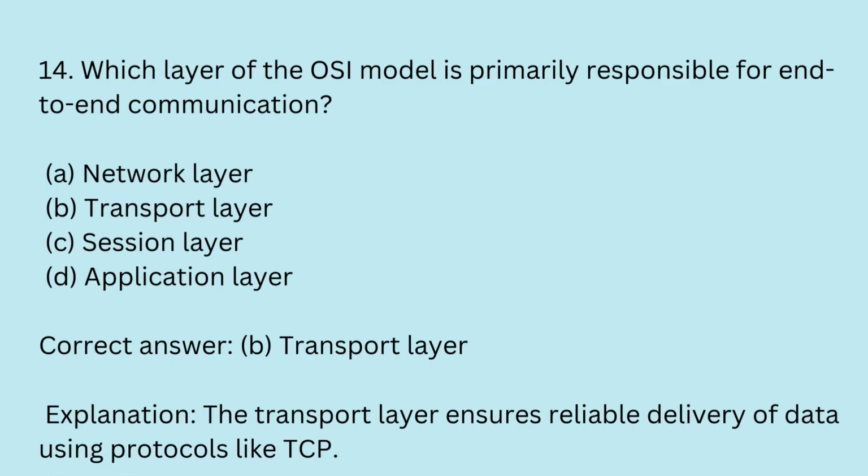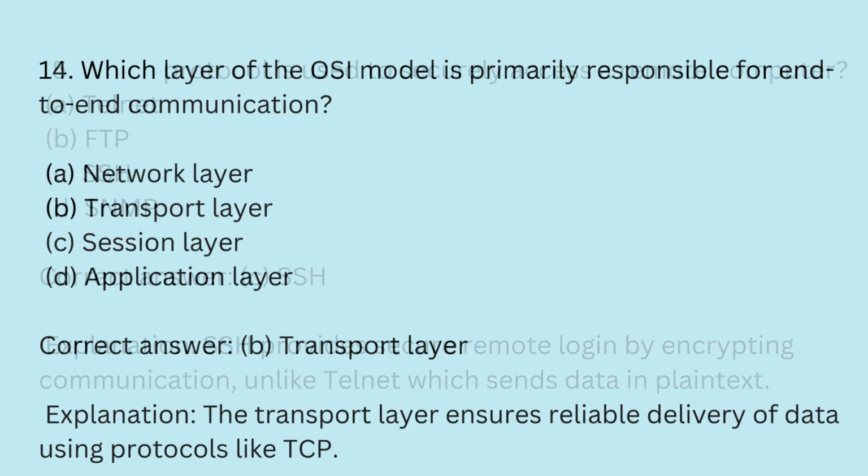14. Which layer of the OSI model is primarily responsible for end-to-end communication? A. Network layer. B. Transport layer. C. Session layer. D. Application layer. Correct answer: B. Transport layer. Explanation: The transport layer ensures reliable delivery of data using protocols like TCP.